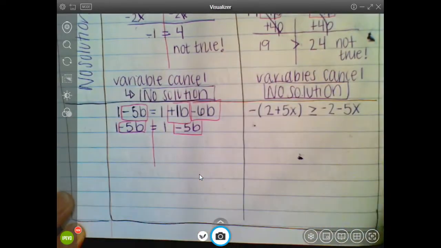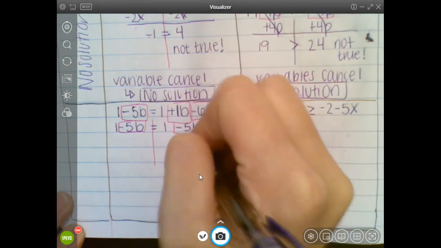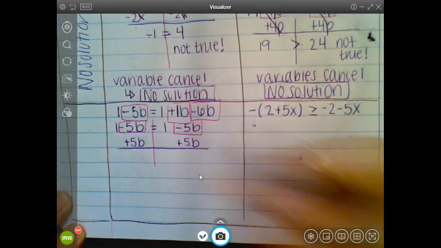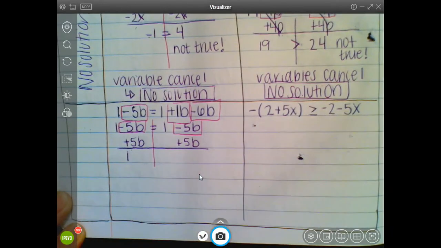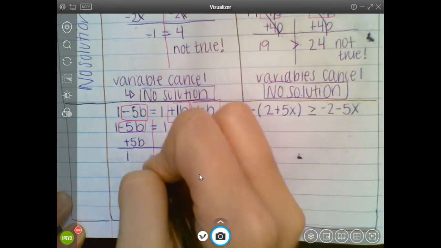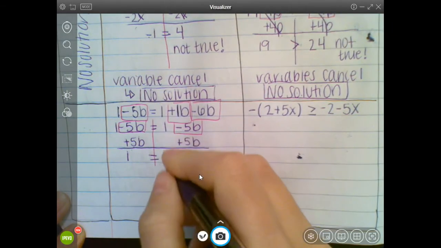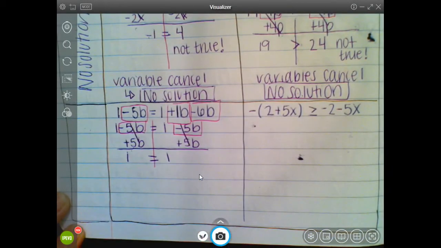So if I box these variables now, I need to just move them, get them on the same side. So the opposite of subtracting 5b would be to add 5b. So I get 1. Oh, wait, again, negative 5b plus 5b. Huh, okay, equals 1, and again, it happens. So they cancel again. So wait, I thought when my variables cancel, that means no solution.